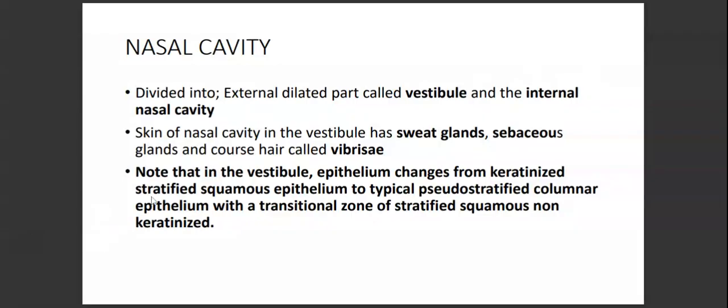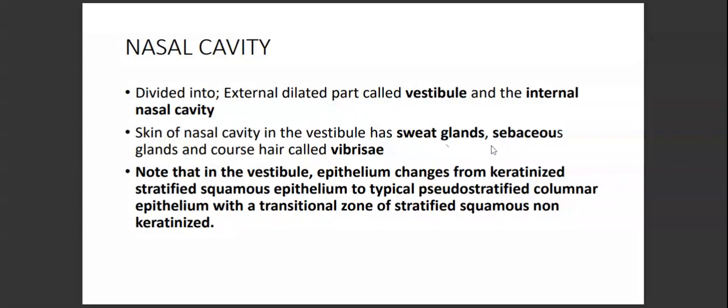Okay. So the skin of the nasal cavity in the vestibule has important things to take note of. Number one, understand that the skin in the vestibule of the nose is actually coming from outside. As it goes into the vestibule, it is lined by the same epithelium that lines the external surface of the skin. In the vestibule, you get to find these three important things that you must understand and never forget.